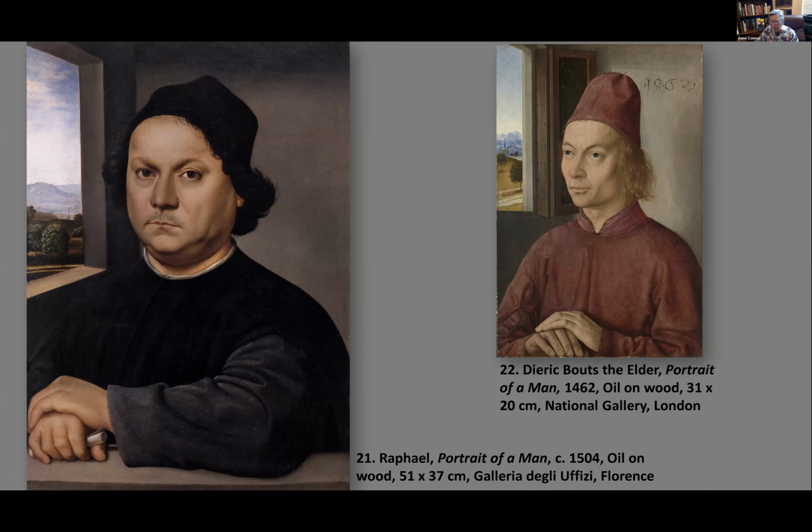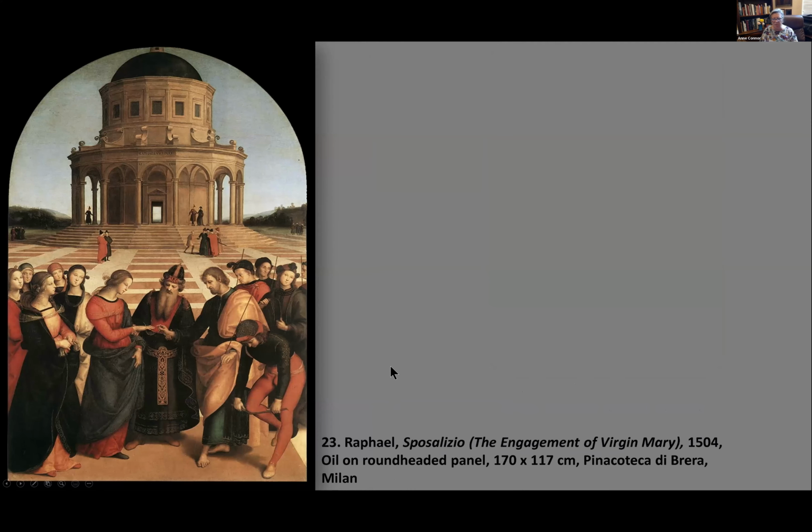He also worked for the small town Città di Castello that was not far from Urbino. This is a work, the engagement of the Virgin Mary, the Sposalizio, was commissioned by the Albizzini family for their chapel of St. Joseph in the church of San Francesco in Città di Castello.